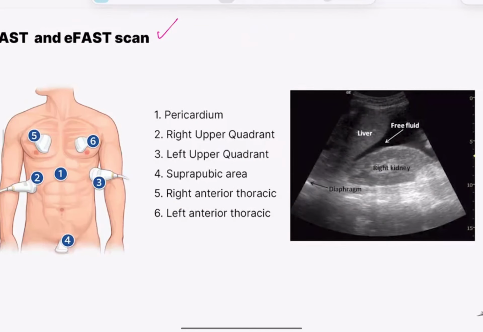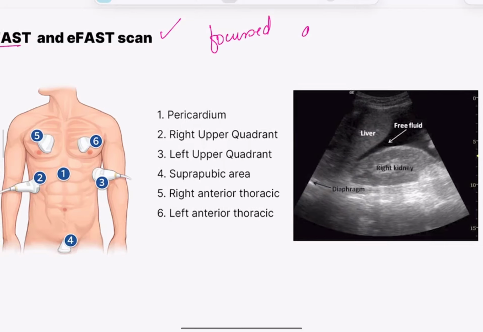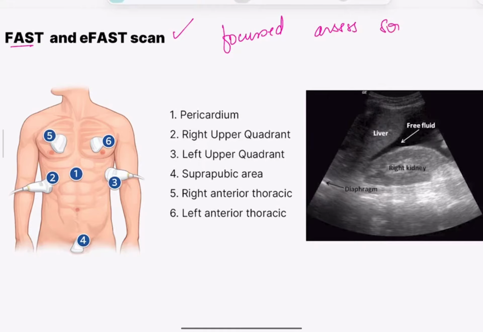Going to FAST and eFAST scan. What is FAST? FAST stands for focused assessment with sonography in trauma. So basically it is sonography. FAST is done in a patient of trauma, thoracic abdominal trauma, to look for the presence of the free fluid, which basically indicates blood in a patient of trauma.